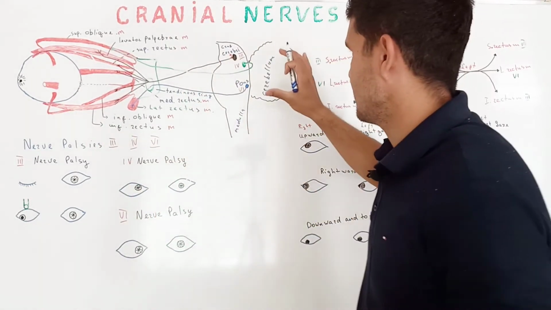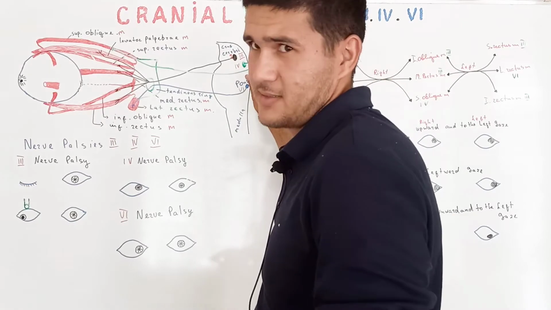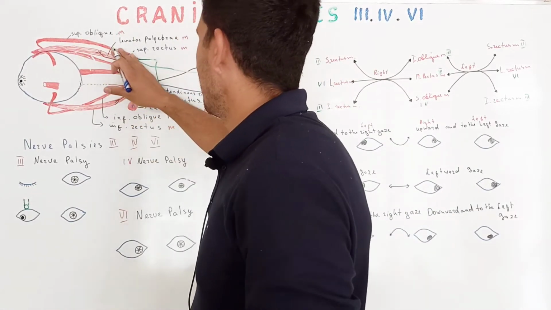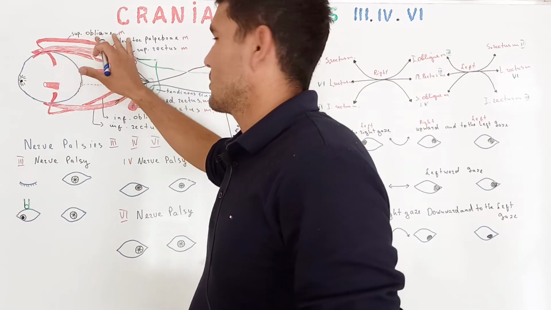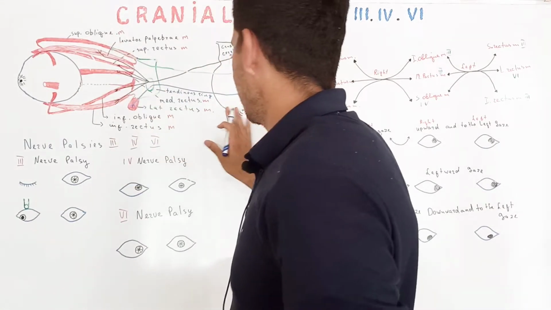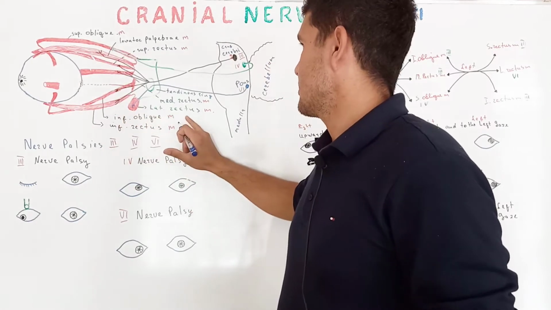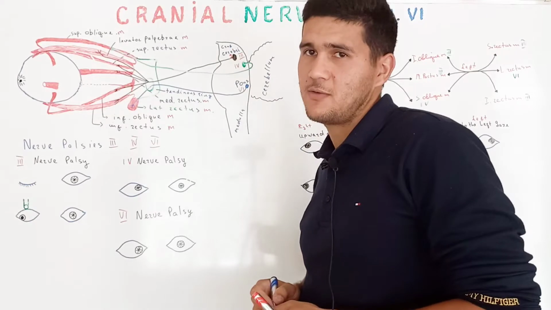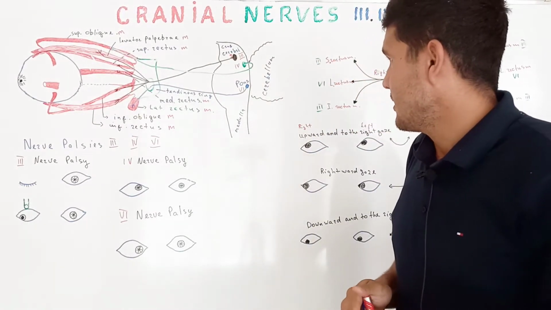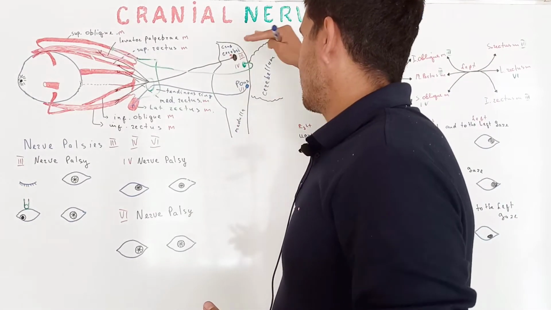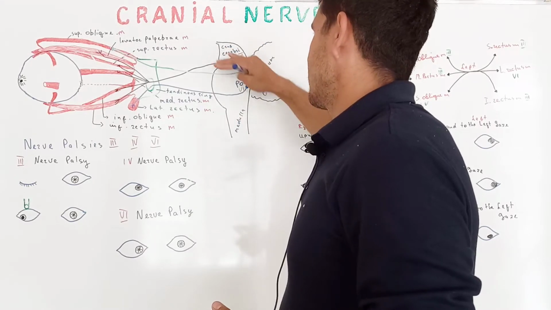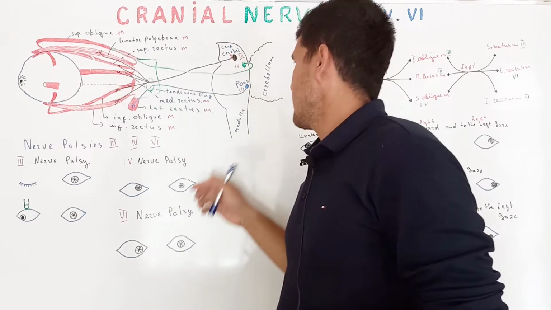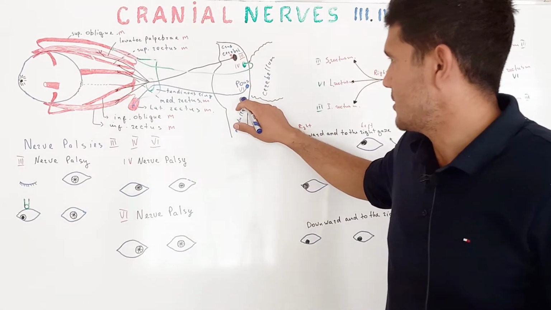And the next cranial nerve is the fourth cranial nerve. Its name is trochlearis nerve. Trochlearis nerve innervates only one muscle, the superior obliquus muscle. Okay, and the next muscle is the lateral rectus muscle, innervated by the sixth cranial nerve. Its name is nervus abducens. The third and fourth cranial nerves are located in the crus cerebri, and the sixth cranial nerve is located in the pons.